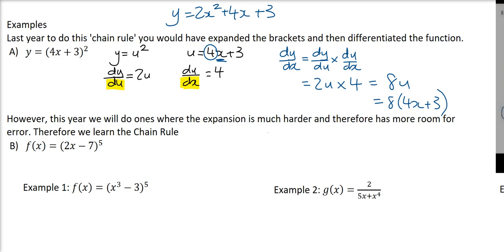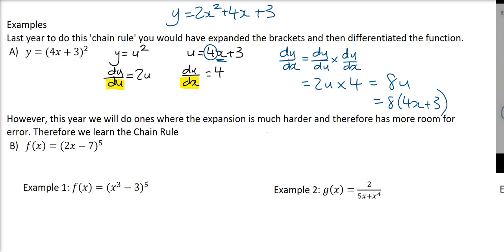Would you not then do 8 times 4x? I wouldn't, no, because that's still like the answer. Why else do we differentiate? To find the gradient. Can you find the gradient when x is 3 here? Yeah, you substitute x, don't you?